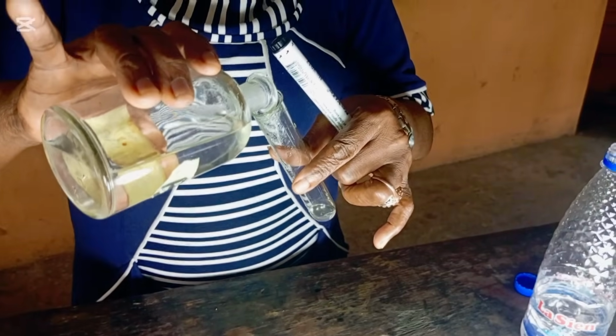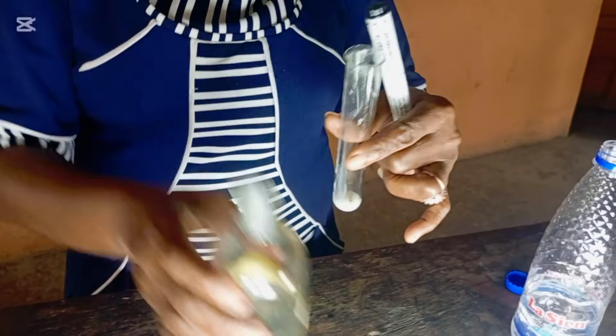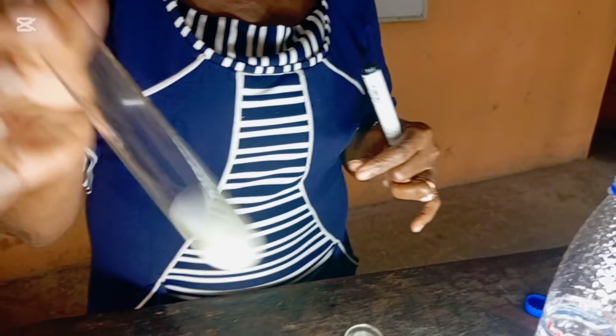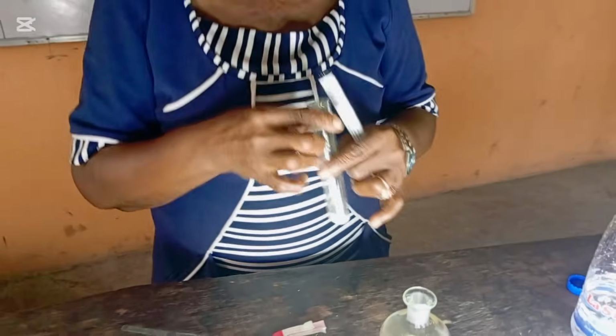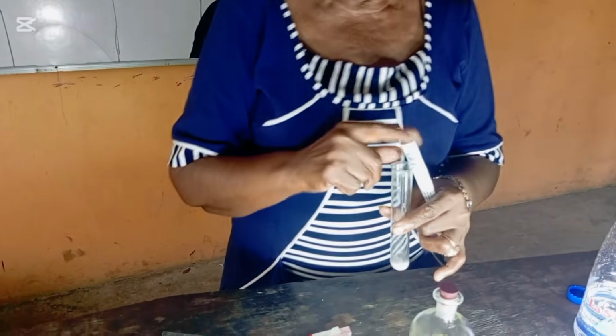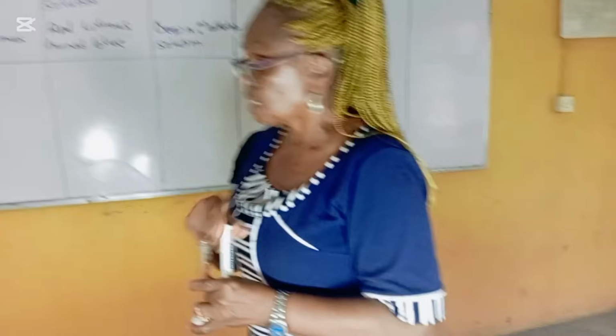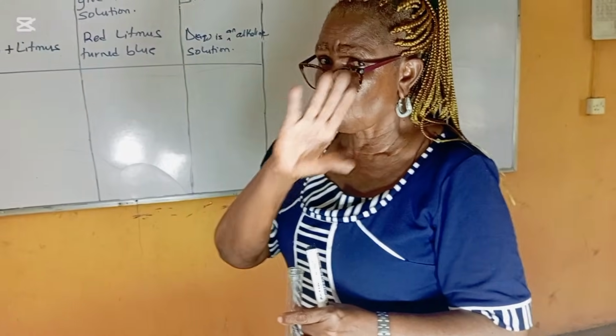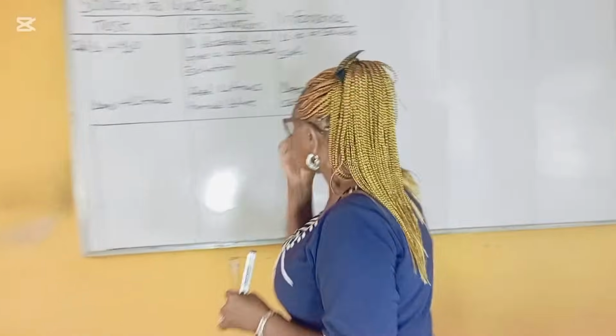They did not specify, just add. You have to observe a white PPT. That's a white PPT. And anytime you make use of barium chloride and you observe white PPT, you have to suspect 3 or 4 anions.